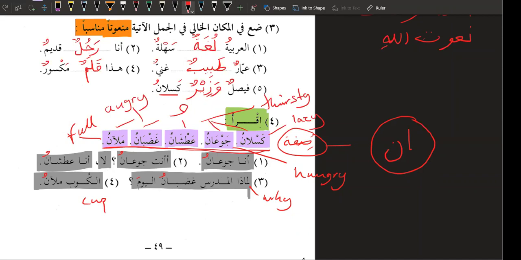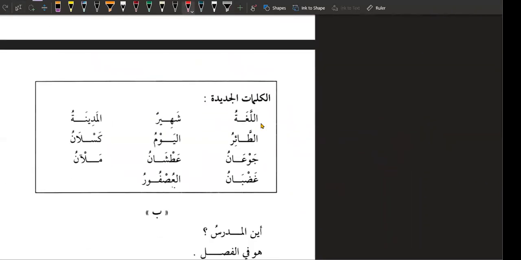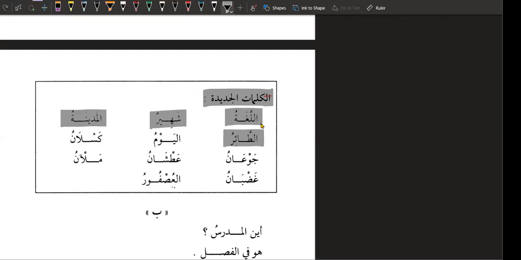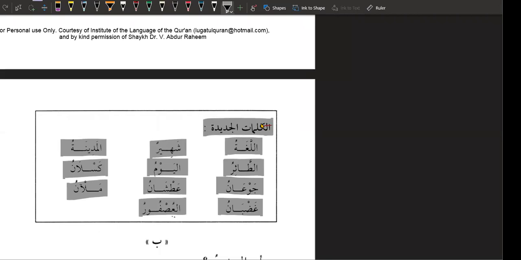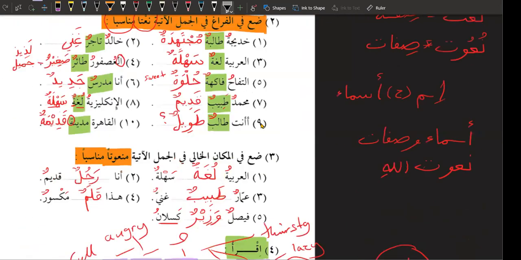Jameel. Then we have al-kalimat al-jadida, the new words. So that's only half of the lesson still. Al-lugha, language. Shahir, famous. Al-madina, city. At-ta'ir, bird. Al-yawm, today. Kaslan, lazy. Ju'an, hungry. 'Atshan, thirsty. Mal'an, full. Ghadban, angry. Al-'usfur, sparrow, or the likes. Any questions on that?